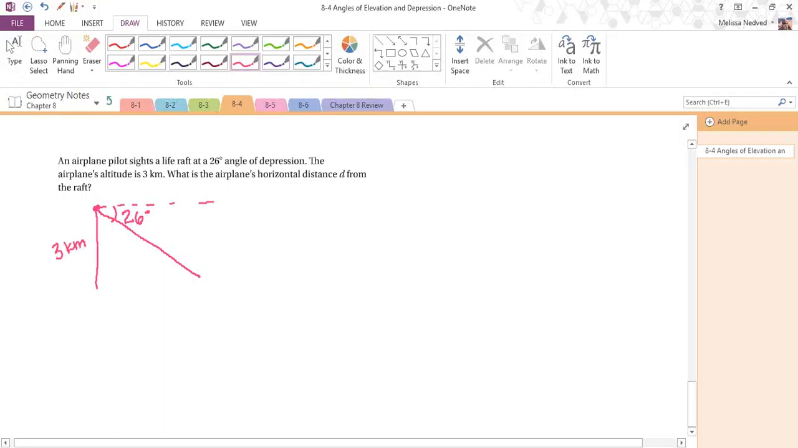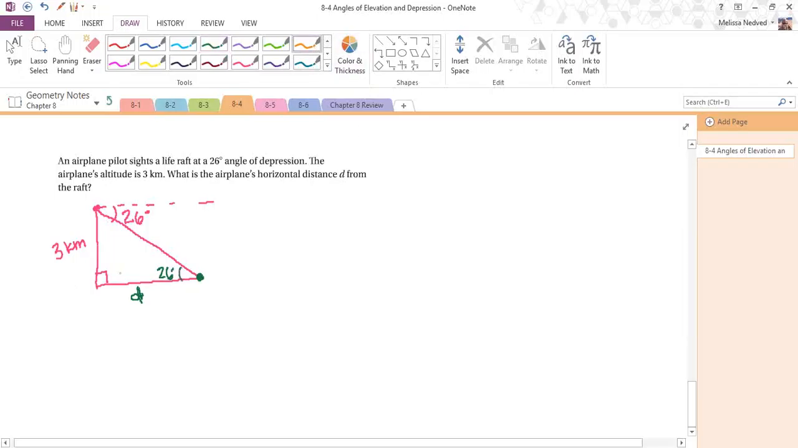So now I need to figure out what part of this triangle, and we can go ahead and make that a triangle, with my right angle there, am I trying to find? It asks for the airplane's horizontal distance from the raft. So my raft is down here, the horizontal distance is along the bottom here, and we're going to call that D. So in this case, I'm looking for D. Now again, if you look at that right triangle, the 26 degrees does not fall inside the triangle. But using alternate interior angles, I can state this angle is also 26 degrees.